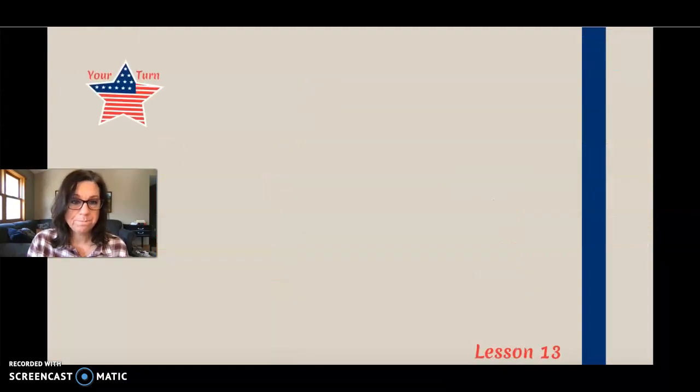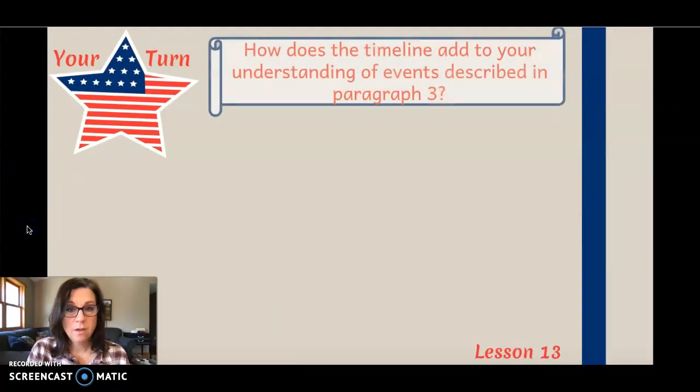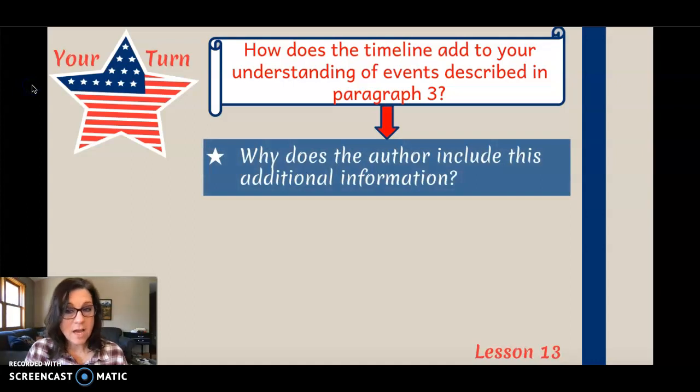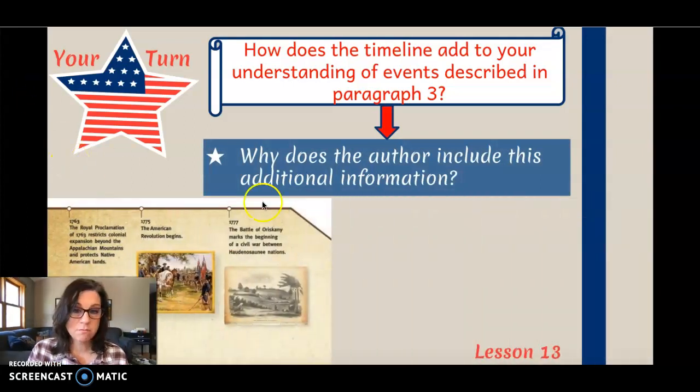Here's what I want you to do. How does the timeline add to your understanding of events described in paragraph 3? Why does the author include this additional information? Pause here, take some time to figure out why this timeline adds to your understanding of the events described, and think about why the author includes this. Go ahead and join me again when you're done.